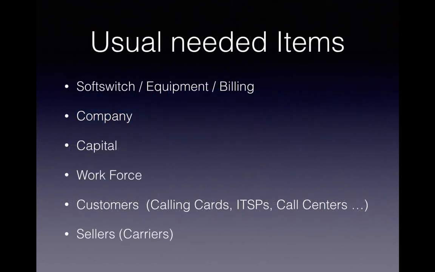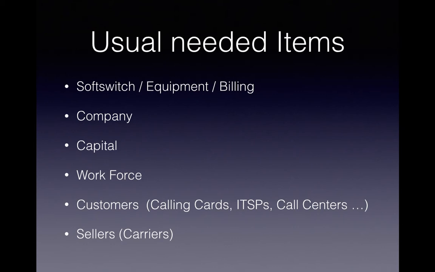Usual needed items for starting a wholesale business: a Softswitch, equipment, billing system, all of that is pretty much covered by a Softswitch. A company, a registered company somewhere around the world. It could be an offshore company, it could be whatever entity somewhere. Some capital to start buying and selling, let's say $2,000 for example. Some workforce that will be handling tasks such as rate upload, routing, billing, invoicing, etc.